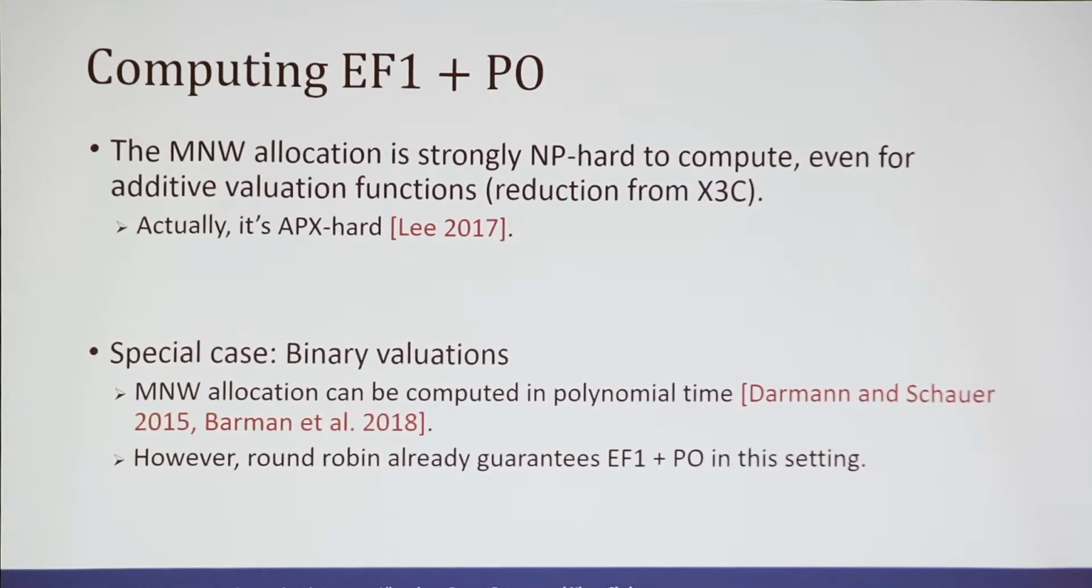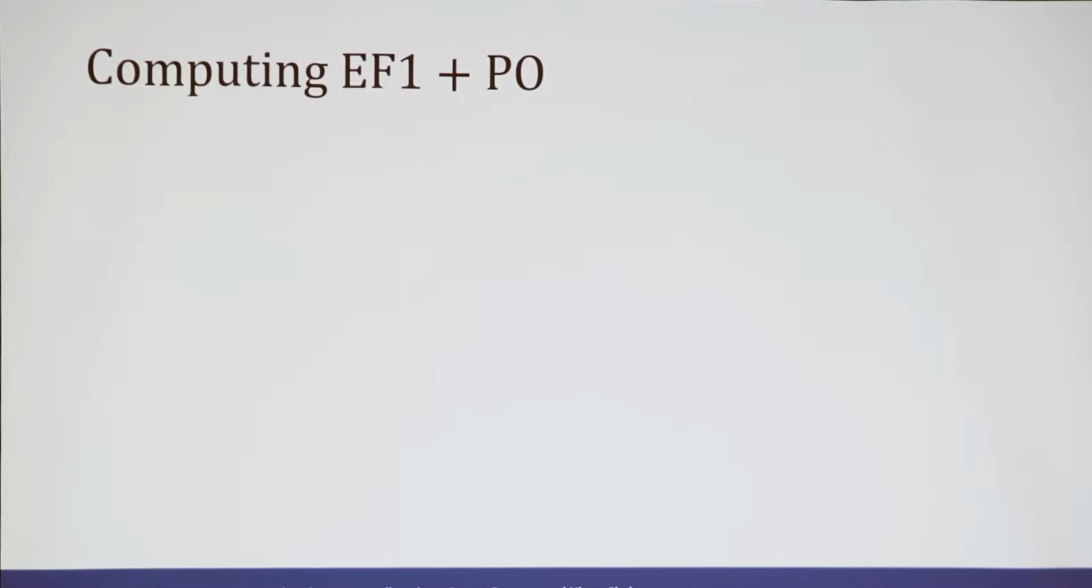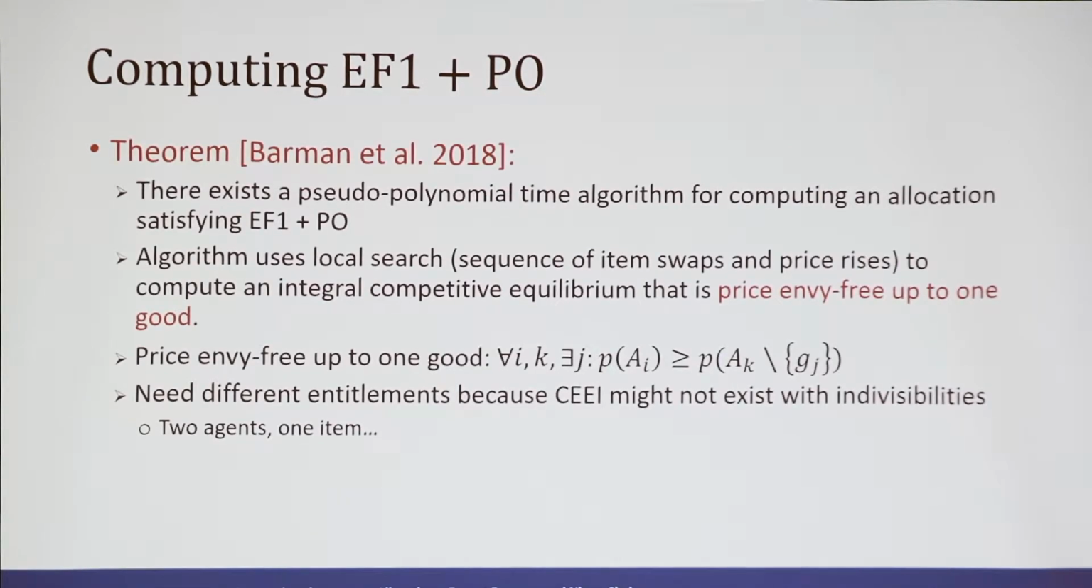One thing we can do is, if valuations are binary, then we can compute the MNW allocation in polynomial time. By binary valuations, I mean every agent has value 0 or 1 for every good. So this is a very restricted case. Actually, we don't even need the power of MNW here. Just Round Robin will already guarantee us the two properties we want. But thinking about a more general case, it's been shown recently that there does exist a pseudo-polynomial time algorithm for computing an EF1 plus PO allocation.